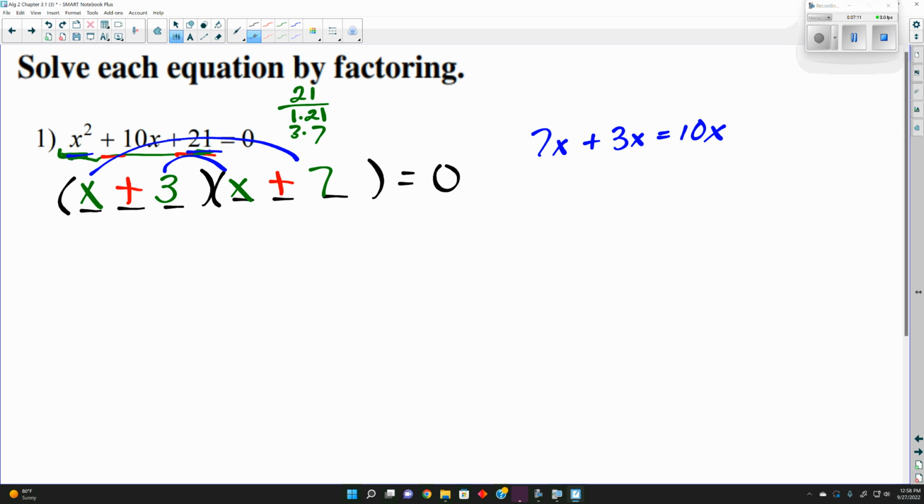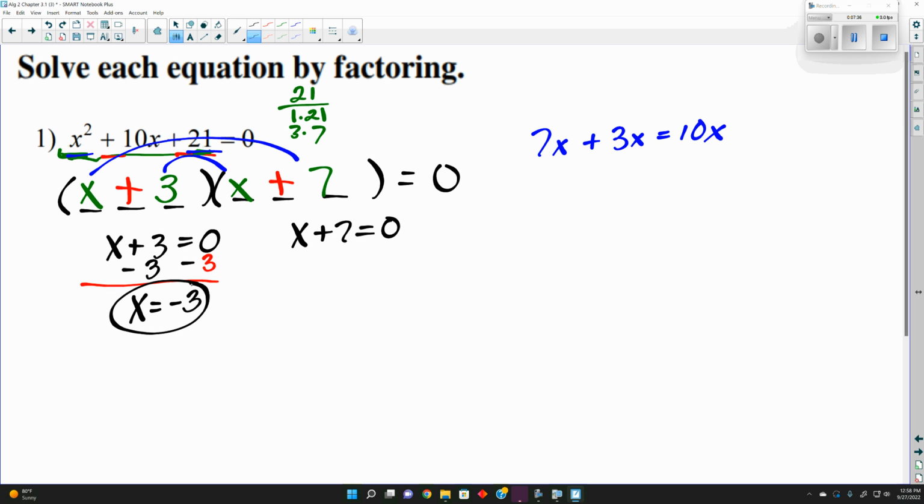But again, we have two things multiplied together that equal 0, so one of them must be 0. So x plus 3 is equal to 0, or x plus 7 is equal to 0. And now we solve. So for this here, we can subtract 3 from both sides, telling us x is equal to -3. And for the other one, we're going to subtract 7 from both sides, telling us x is equal to -7.